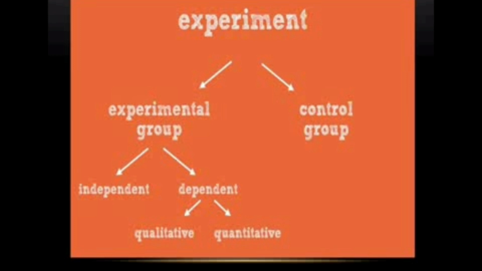Let's say the experiment, it's called the experiment. So there is an experimental group or control group, depending on the independent and dependent variables. The dependent group has the qualitative and quantitative data. Just know that this is only an introduction to the experiment. So the next thing is the introduction to physics experiments.